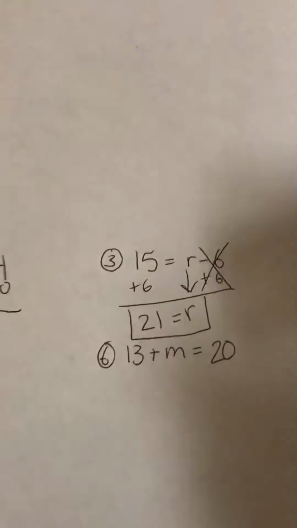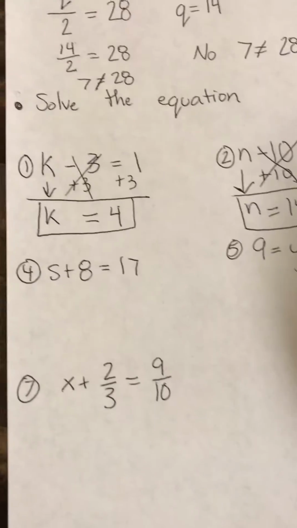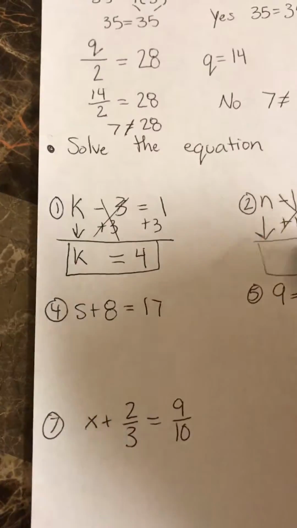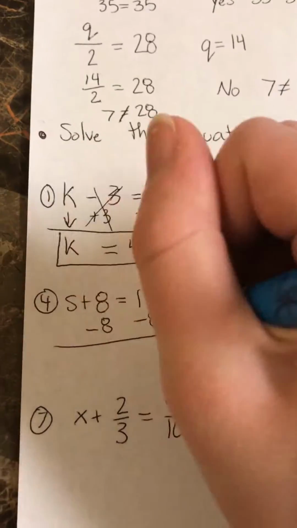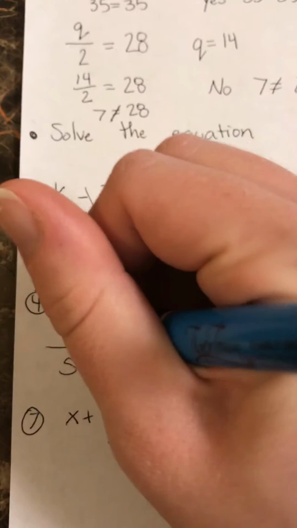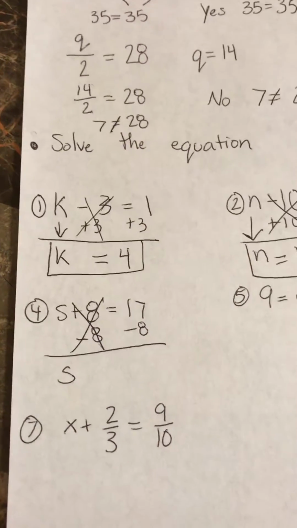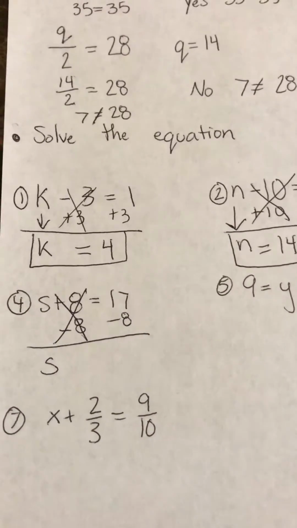Here's your final answer. Over here, we have s plus 8 equals 17. We need to get the s by itself. Subtract your 8 on both sides. You have s, cancel this out. Now 17 minus 8, okay?